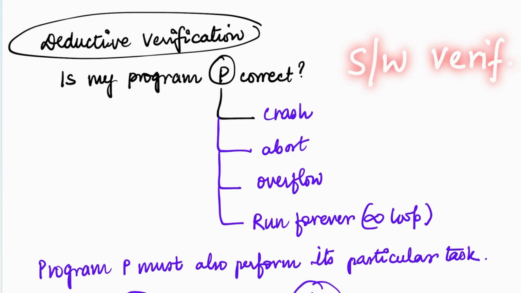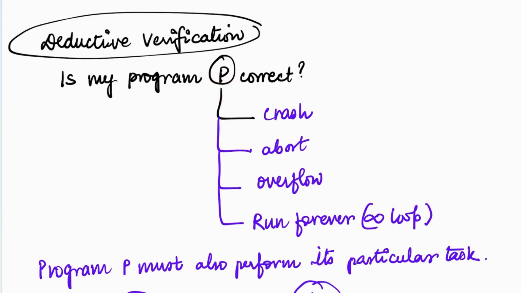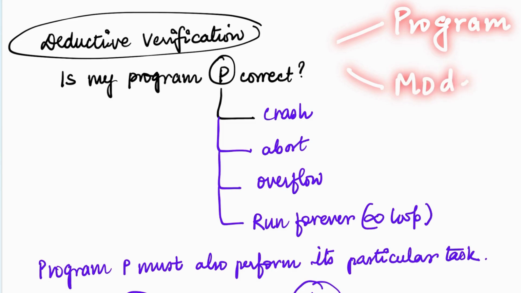And the general trend of writing software is via programming languages. So I will constantly talk about programs when I'm talking about deductive verification. Now, your question can be, do we have something else as well? If not program, then what are we going to study? And my answer to that would be yes, we will either have a program or we will have a model. Right now, we are talking about the program. So, I will ask this question, is my program P correct?